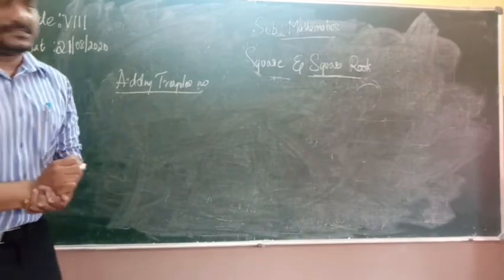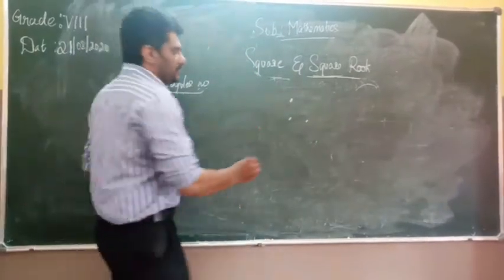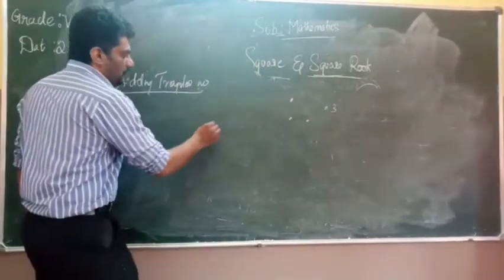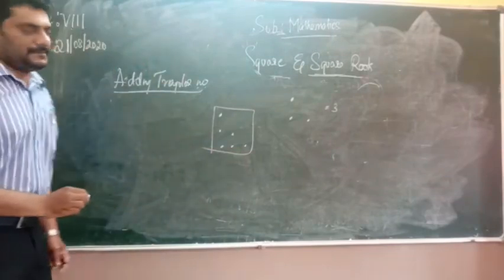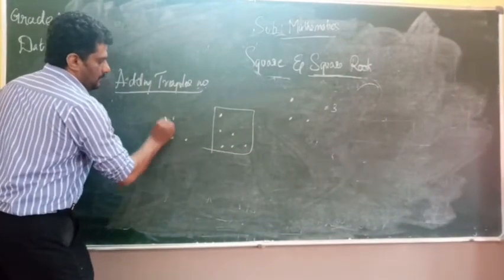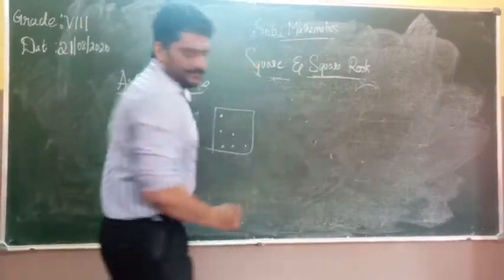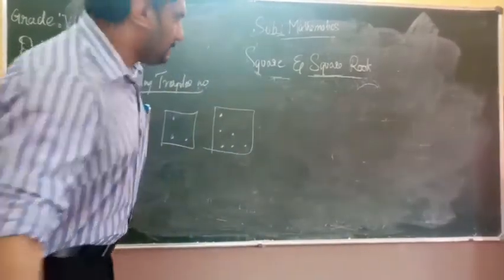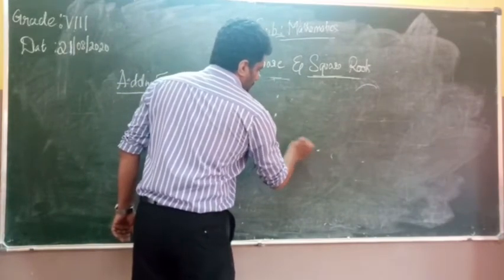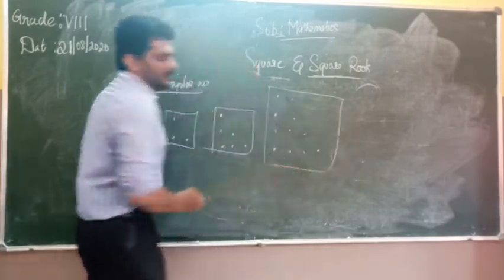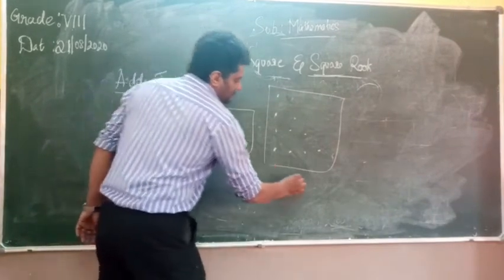So, do you know what triangular numbers are? For example, this is a triangle. How many dots do we have here? 3. The next triangle, if I draw, 1, 2, 3, 4, 5, 6. This is another triangle. We start with 1 dot, next 3, next 6. This is another triangle. Now you see the number of dots here: 1, 3, 6, 10.